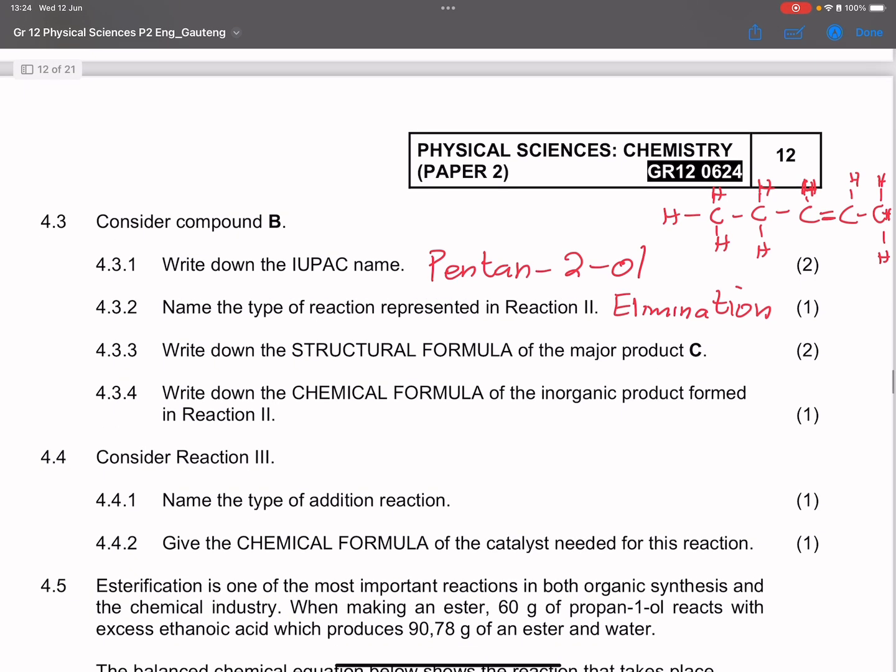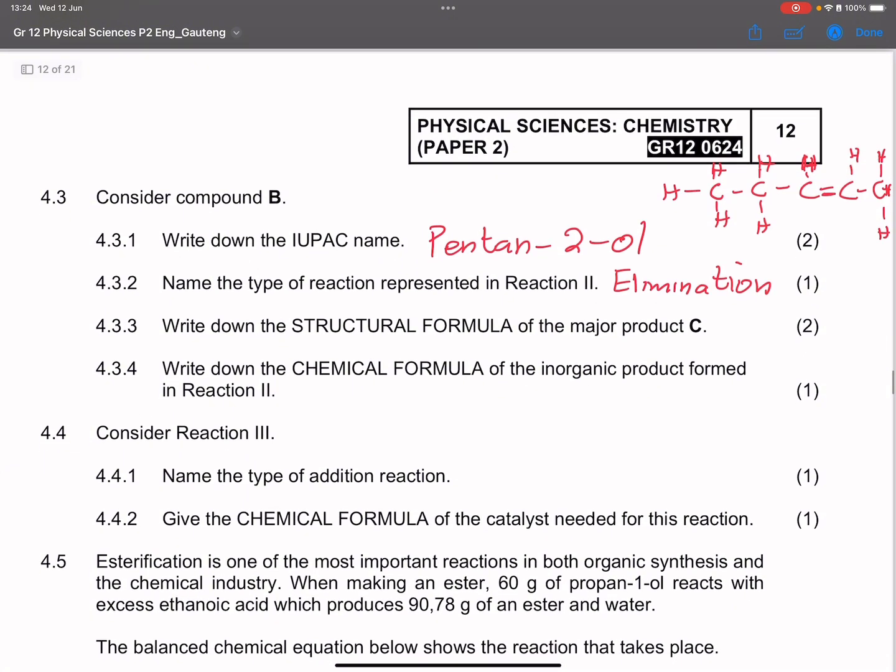Right, and then the next one, they say write down the chemical formula of the inorganic product formed. So remember, the inorganic product, we've eliminated H and OH, so we would actually form water, H2O, right? And that is the inorganic product. Okay, so the next one is reaction 3.